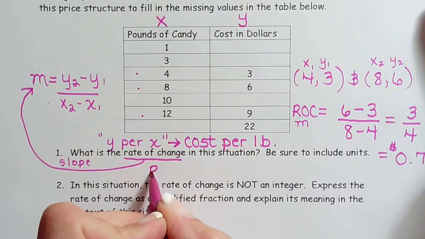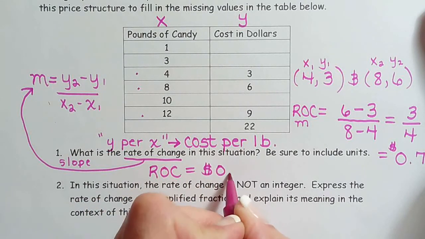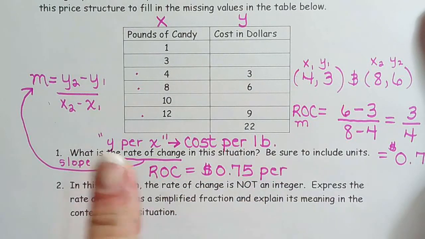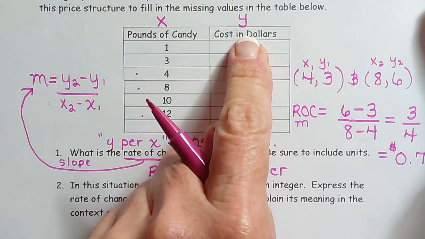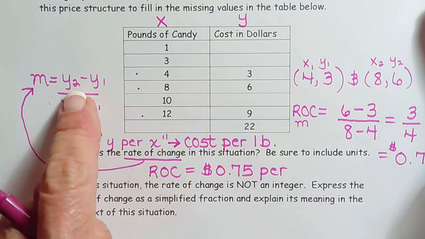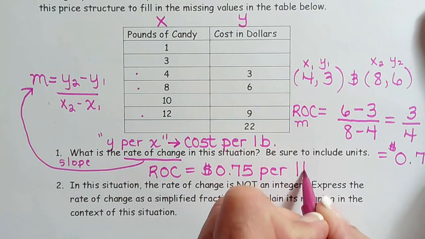So rate of change equals 75 cents per, because rate of change always has the per in, and it's always y per x. So we have to go backwards on slope because it starts with y's. So cost per pound.